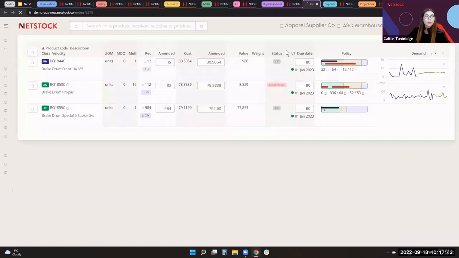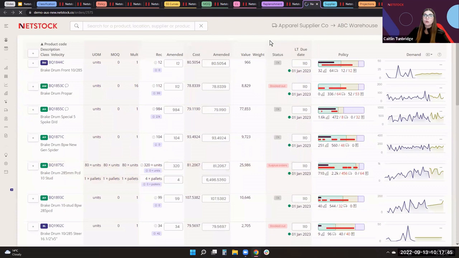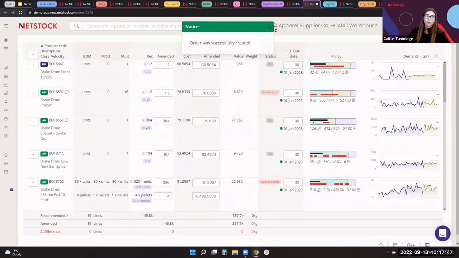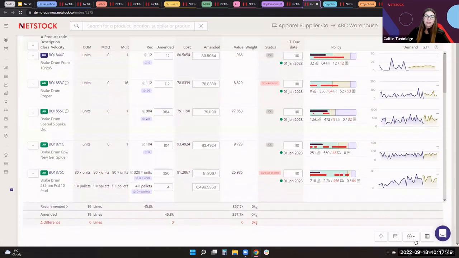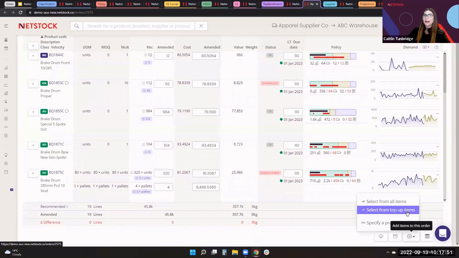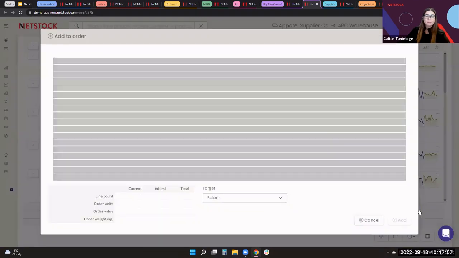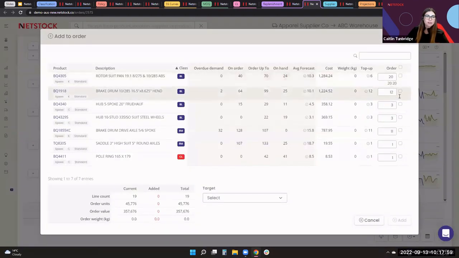So when we order, it brings up all the products that have dropped below their reorder point within that look forward period. But we also have a list of products that are below the maximum, but not yet necessarily at their reorder points. So we click on that top up item list and we get a list of all those products, ones that we can top back up to their maximum.